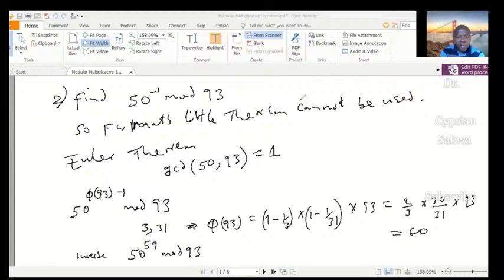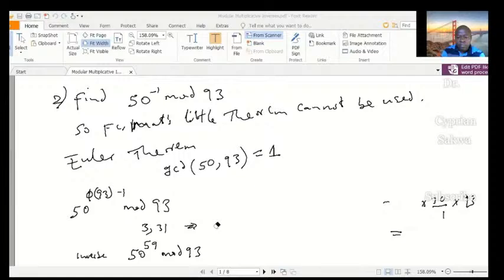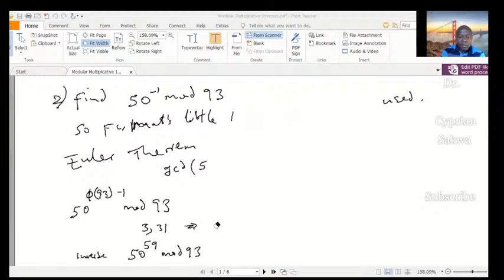So very fast, let's form a square table. I want to erase this part. We form a square table so that we see what is the remainder if 50 raised to 59 is divided by 93.